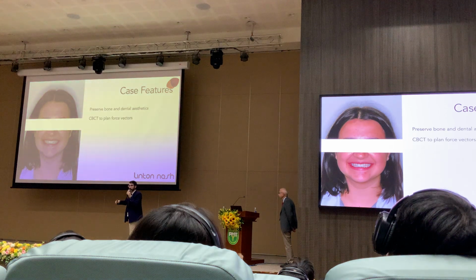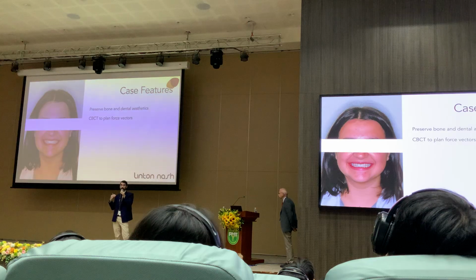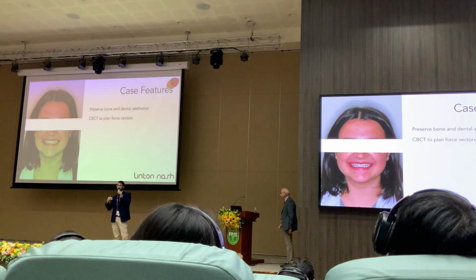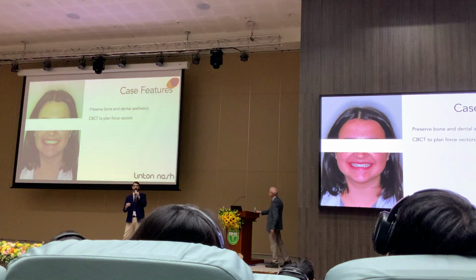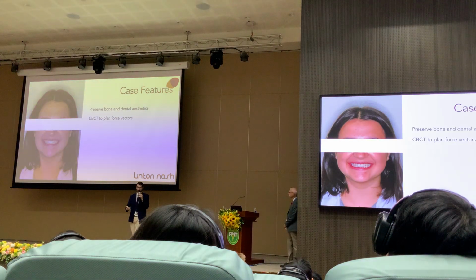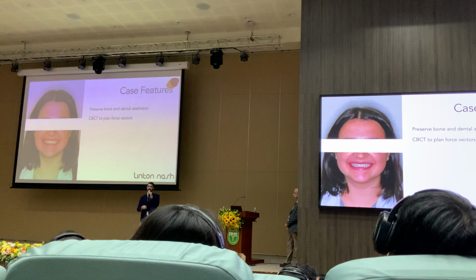Use your CBCT not just for surgical planning, use it as an orthodontist to plan the forces. You will then move the teeth based on what you can actually see. It's not good all the time, because as things move, it moves. But it allows you to at least plan that initial movement.